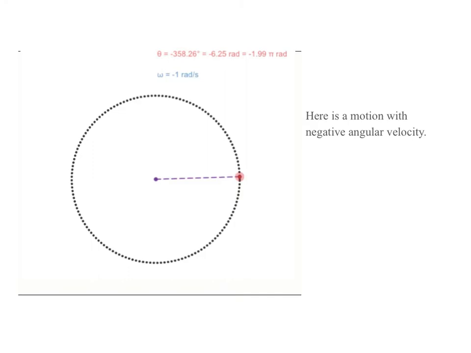As an illustration, here's an object that has negative angular velocity, constant negative angular velocity, and we see that it's rotating in the negative direction. We'd often write that on a picture like this.